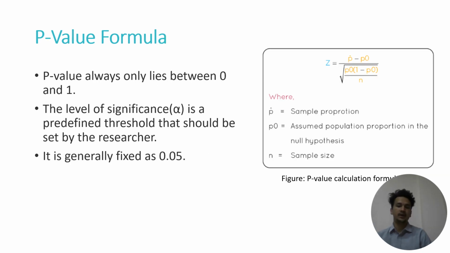P-value formula. The value of p always remains within the range of 0 to 1. The level of significance is a predetermined threshold that should be set by the researcher. Usually, the significance value of 0.05 is set on the basis of a confidence interval of 95%. The figure shows the p-value calculation formula while using the z-test.